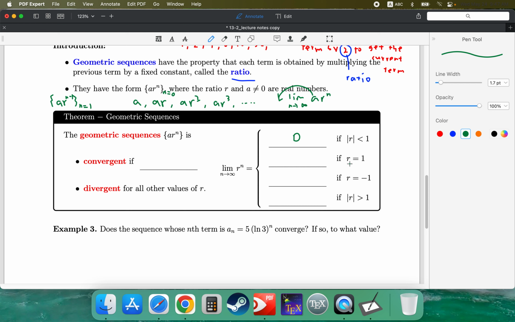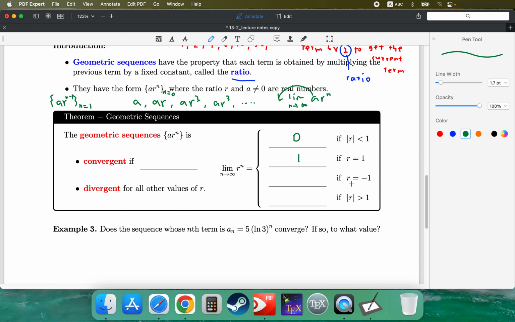Okay, so now if r equals 1, so basically you have the limit of 1 to the nth power, but we know that 1 to the nth power is simply 1, and the limit of 1 is just 1. So we have 1.